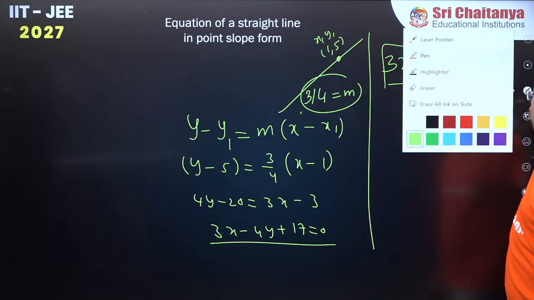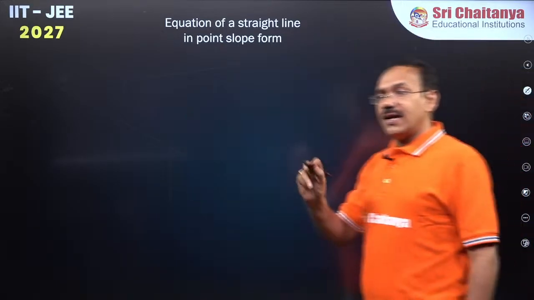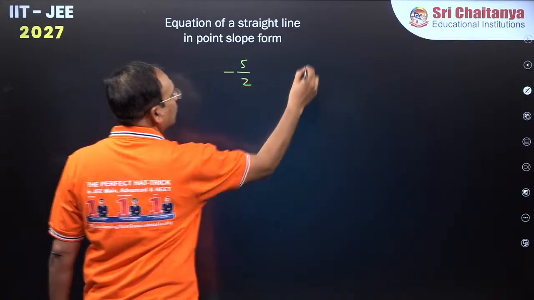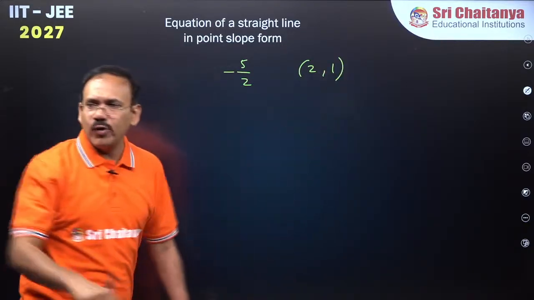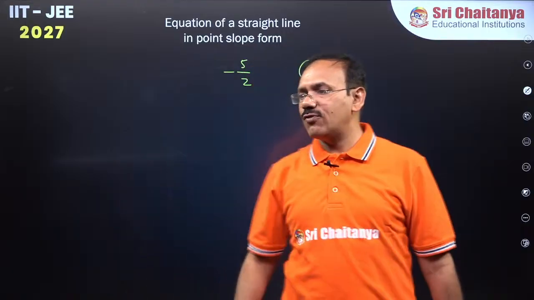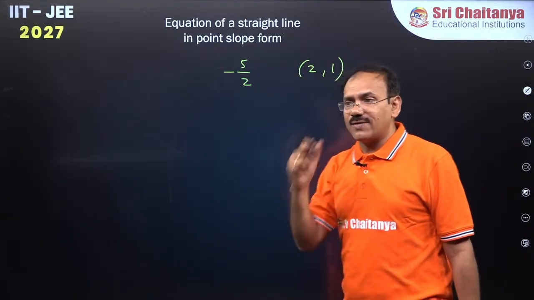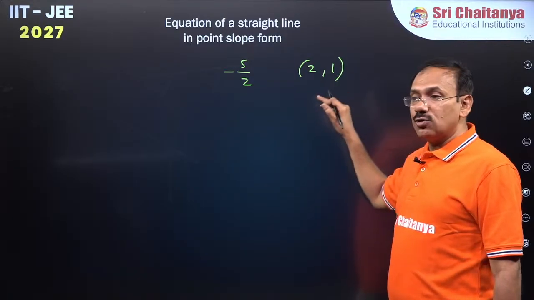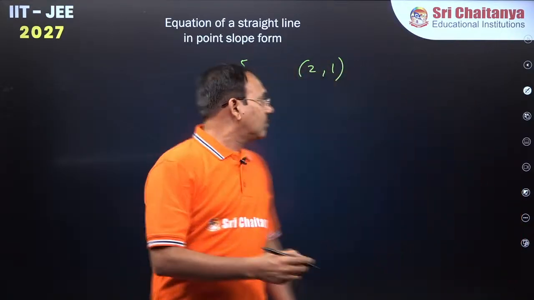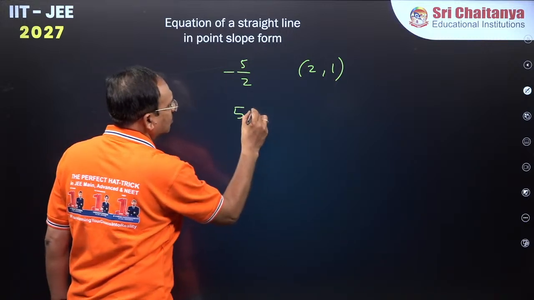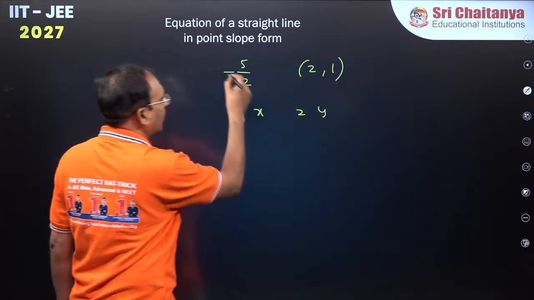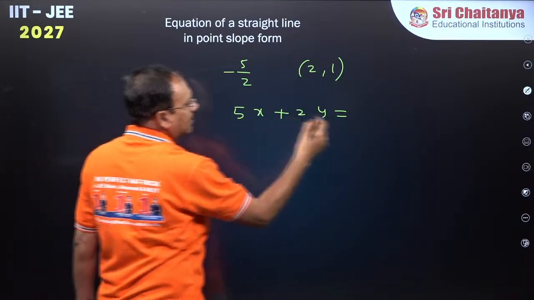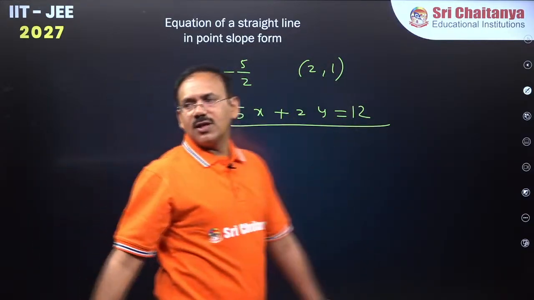Let us try one more question, dear students. All of you please try. Find the equation of a straight line with slope minus 5 by 2 and passing through (2, 1). Quick, I want the answer very quick. Numerator is x coefficient, denominator is y coefficient. Write the opposite sign. Put equal to. Substitute this point: 10 plus 2, 12. That's all.